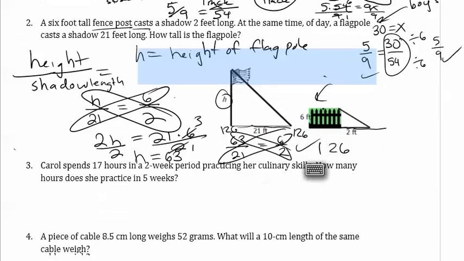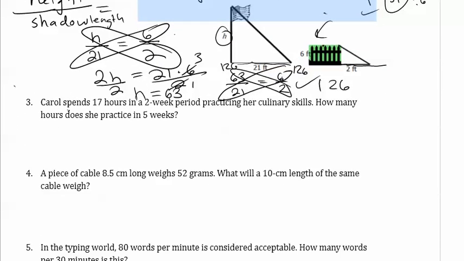Okay, let's do one more setup of a proportion problem. So in this case, we're comparing different units. So what we actually have are rates. So we can also use rates because a rate is a type of ratio. And so when we set two rates equal to each other, if we have two equivalent rates, then we also have a proportion. So Carol spends 17 hours in 2 weeks. So 17 hours in a 2-week period practicing her culinary skills.